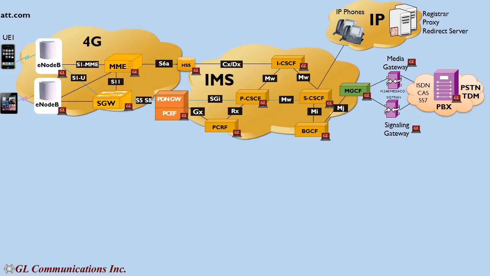Media Gateway. The media gateway interfaces with the media plane of the CS network, by converting between RTP and PCM. It can also transcode when the codecs do not match.